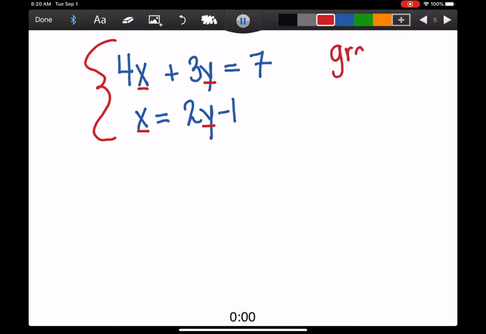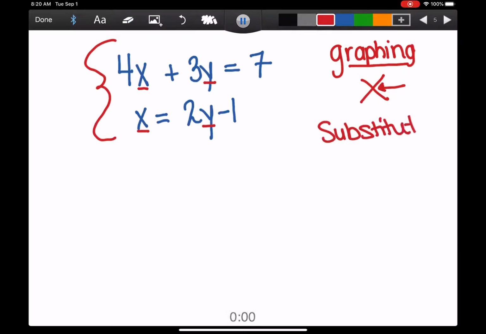I know that I've got the graphing method. Remember that the graphing method literally means to graph the two lines in y equals mx plus b form and find the point where they intersect, and that's the solution. The other method that we learned is substitution. Now, substitution method is the best when you can substitute one equation into the other.